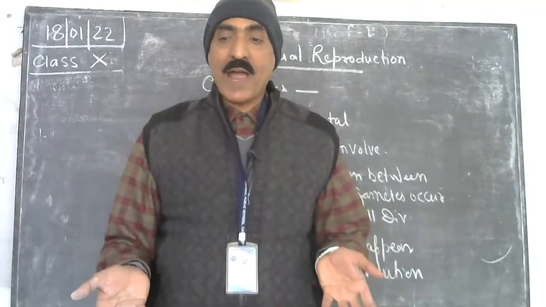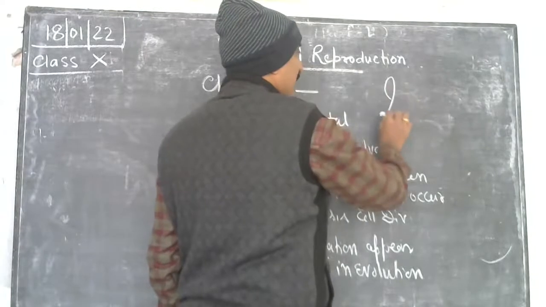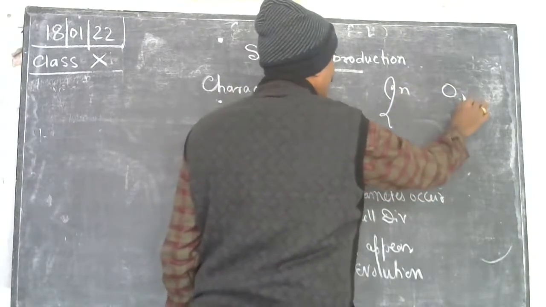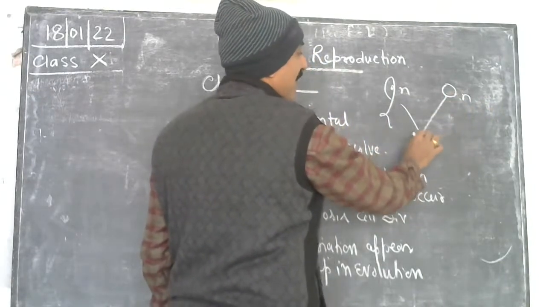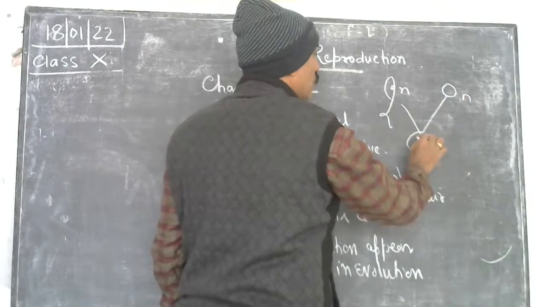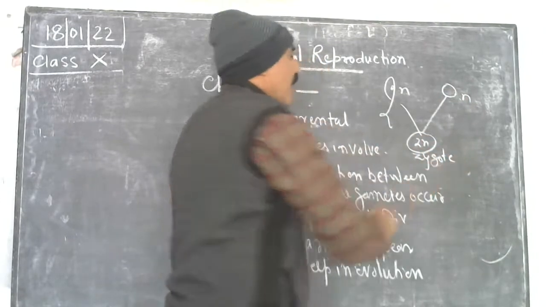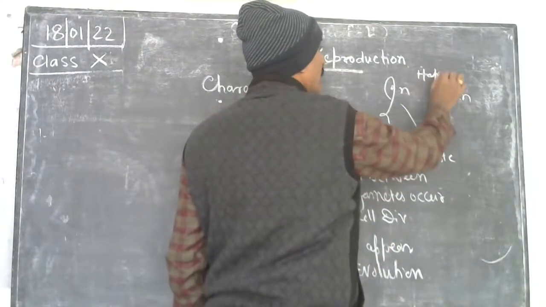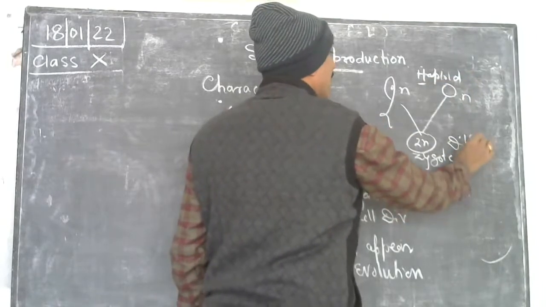Why does it become diploid? As haploid sexual units, suppose this is the sperm and this is the ovum, and this N means haploid. When both came together and fused, this is the 2N, and this one is called the zygote. So the zygote is formed. In this way, haploid status is converted into diploid status.